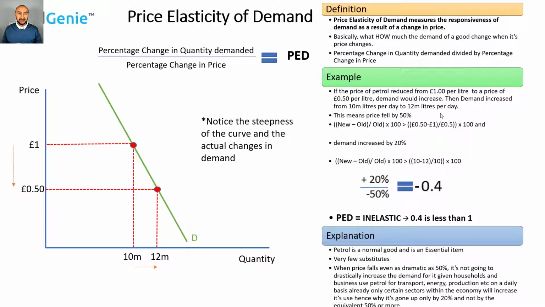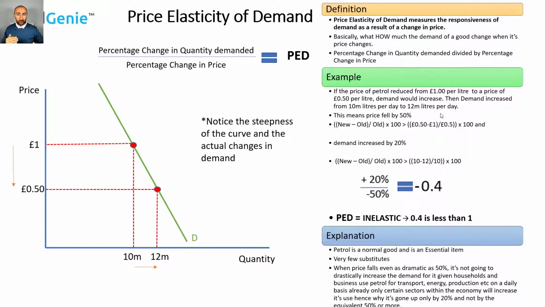Basically, PED, price elasticity of demand, measures the responsiveness of demand as a result of a change in price. So we want to measure how much the demand of a good changes when there is a relative change in price. So the percentage change in quantity demanded given a percentage change in price.